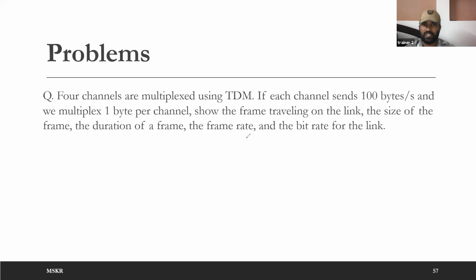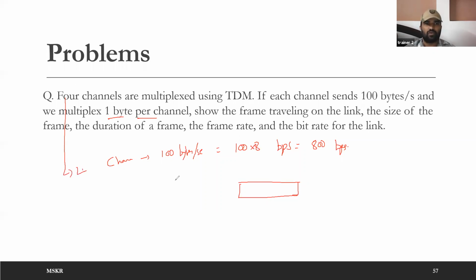So the other question is the second question. Let me do this question. You can do the other question yourself. Each channel is sending 100 bytes per second, that is 100 into 8 bps, that is 800 bits per second, and we multiplex 1 byte per channel. That means the frame, how many channels are there? 4. The frame is going to get 4 slots where each slot will be occupying 1 byte.